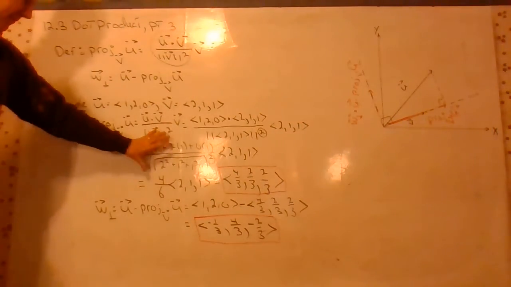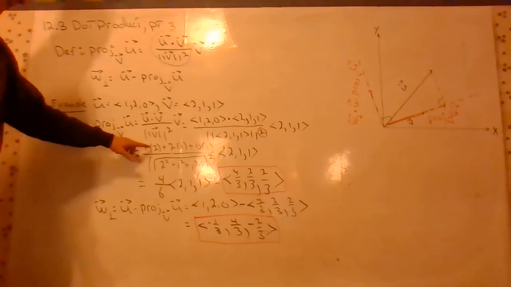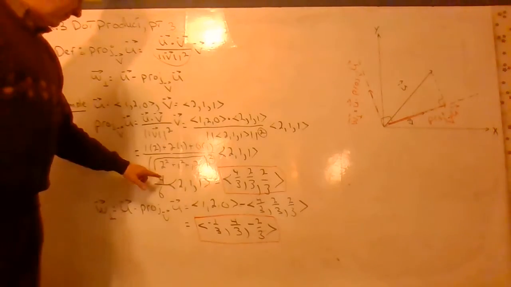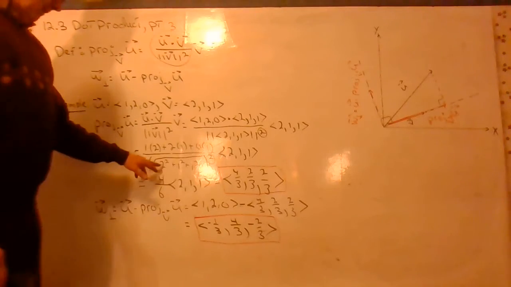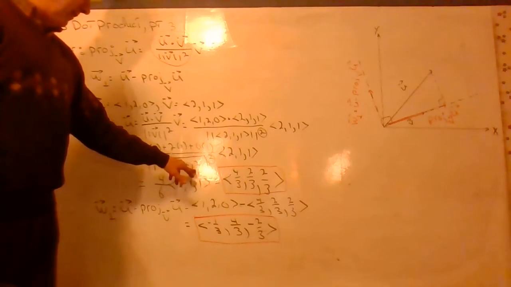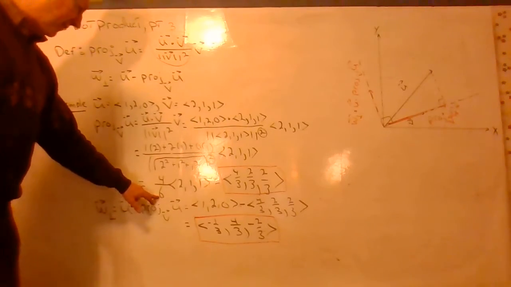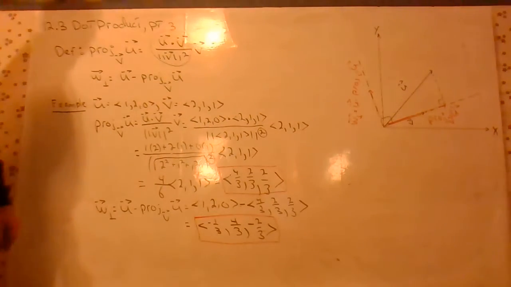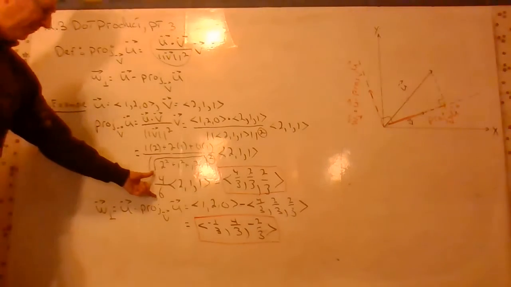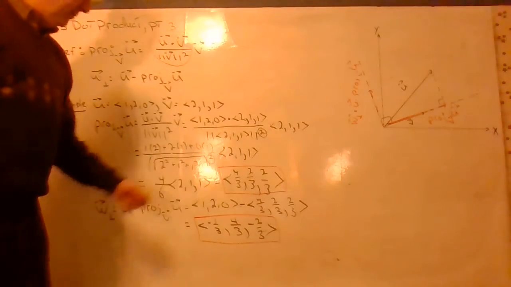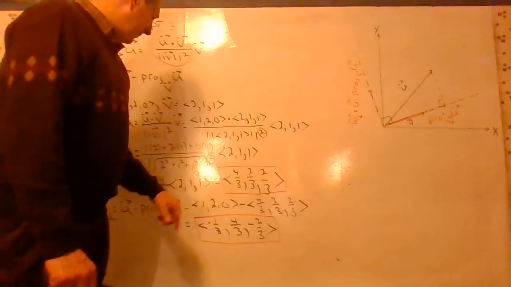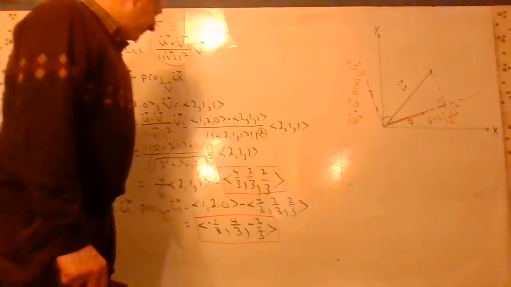Now we're going to figure out the scalar coefficient. 2 plus 2 is 4, plus 0 is 4. 2 squared is 4, plus 1 and 1 is 6. The square and the square root cancel each other out, so you just have 4 over 6 times 2, 1, 1. 4/6, of course, is 2/3. You can distribute, and you end up with 4/3, 2/3, 2/3.